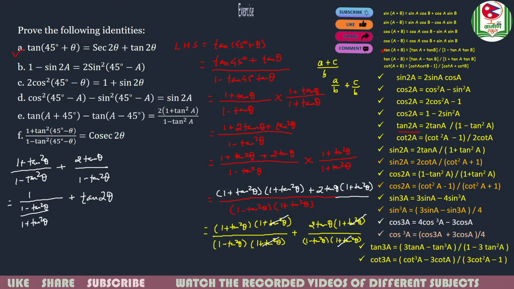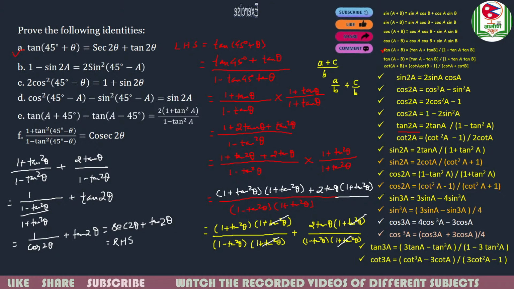So we can write it as tan 2 theta. And again we write 1 by (1 minus tan square theta upon 1 plus tan square theta) as 1 by cos 2 theta. So 1 by cos 2 theta is sec 2 theta. Sec 2 theta plus tan 2 theta. So RHS is proved.